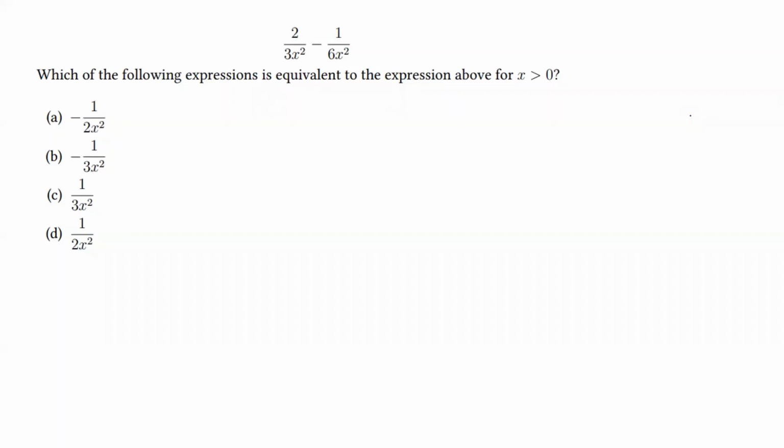In this case, we have two fractions, so we want to get a common denominator to combine them. Notice that if we multiply the first fraction by 2 on the top and the bottom, we will get a common denominator of 6x squared. Thus we have 4 over 6x squared minus 1 over 6x squared, and combining gives 3 over 6x squared. Notice that we can cancel 3 from the top and the bottom to get 1 over 2x squared.